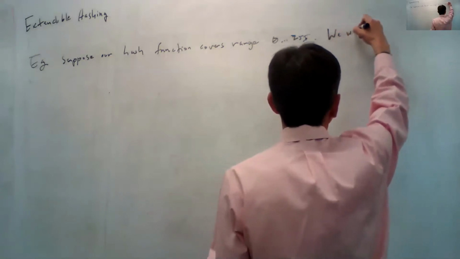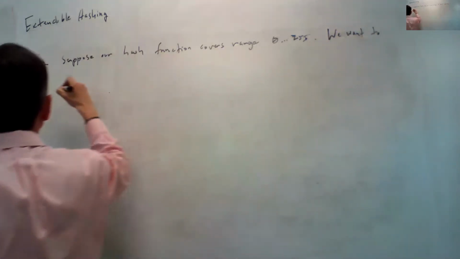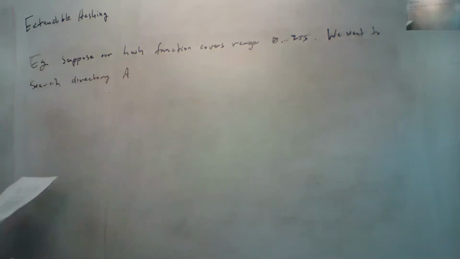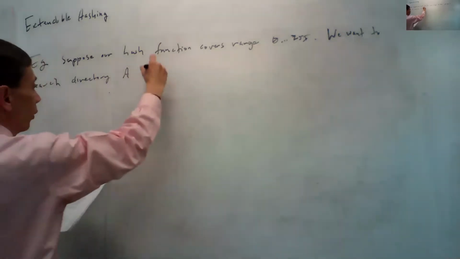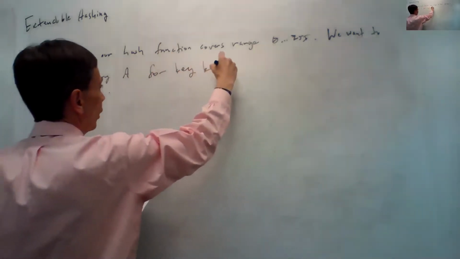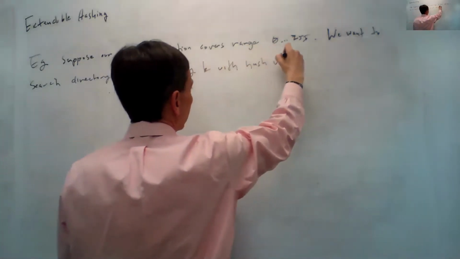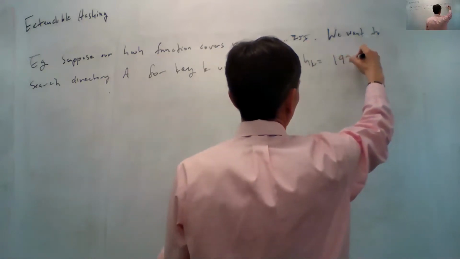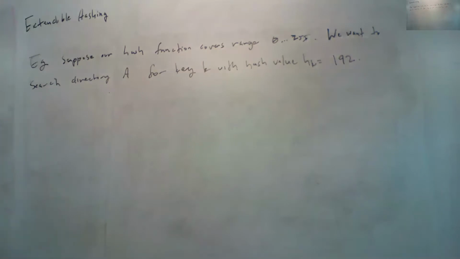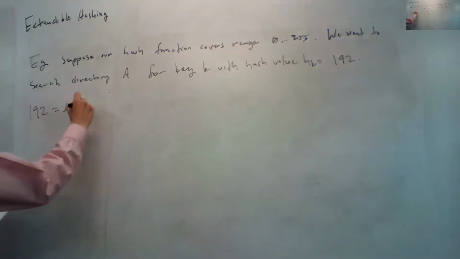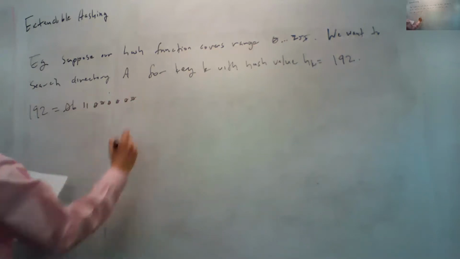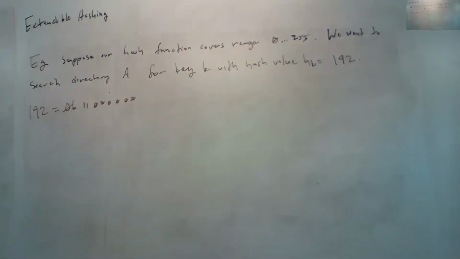And we want to search directory A for a key K with a hash value HK of 192. So when we hash K, we get back 192 with whatever hash function we're using. We know that 192 equals, in binary form, 11000000. So all of our hash values are going to have 8 bits.